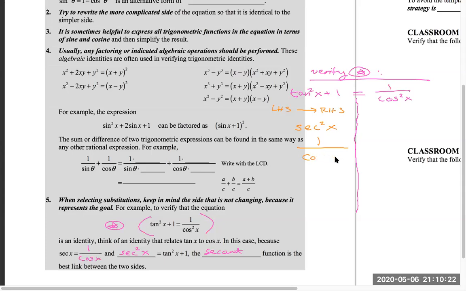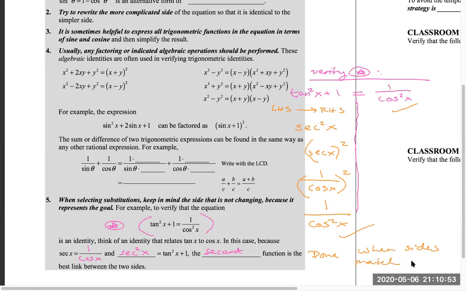Let me take this back one more step just in case you don't understand that one. So remember, secant squared x, that's secant x, the quantity squared, and secant x is equal to 1 over cosine x. Exponent rules, square goes to top and bottom. 1 squared is just 1, and the bottom turns into cosine squared x. So we've matched the sides. Done when sides match. Okay, so that's one way.